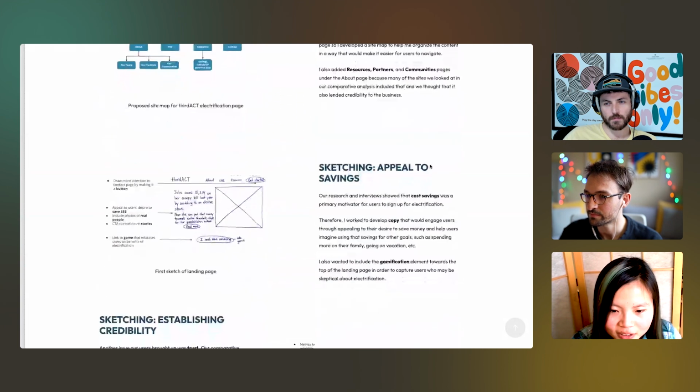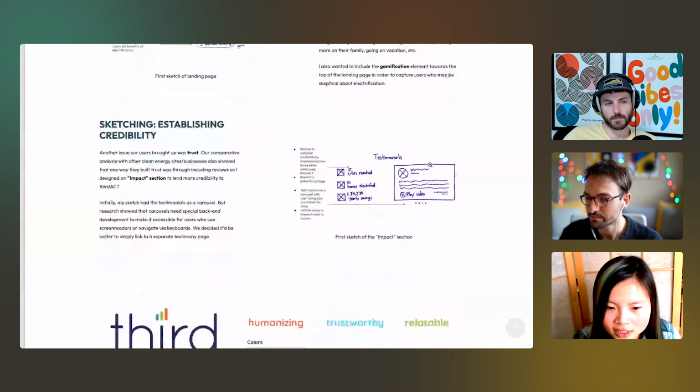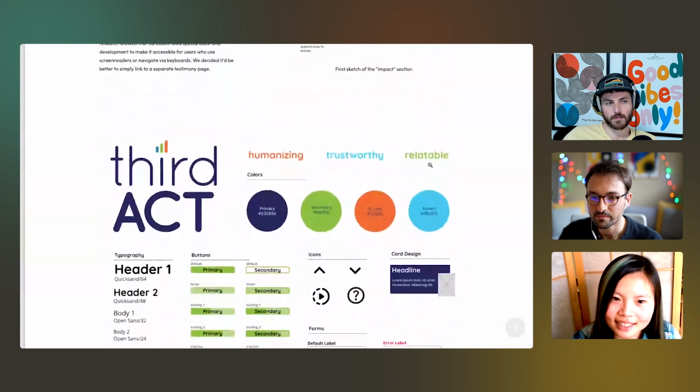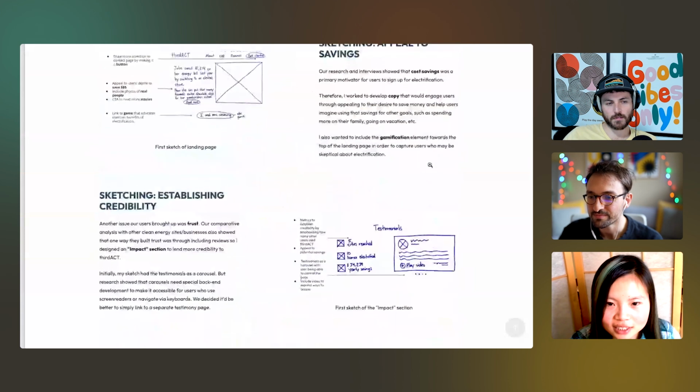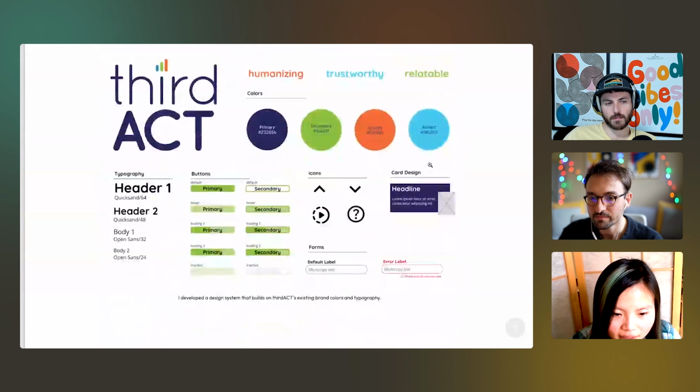I'm just scrolling down and I liked how you showed your different iterations. It shows divergent and then convergent thinking as well. The sketches are good too. Design system. So I see, I liked the sketches and design system.